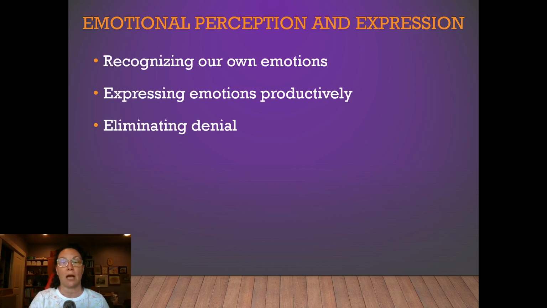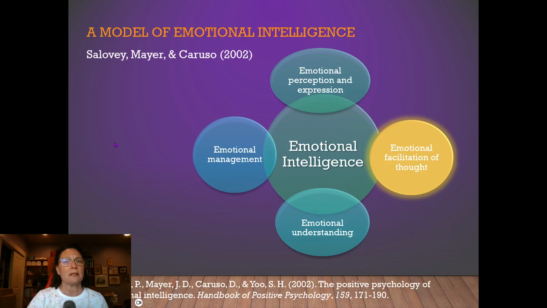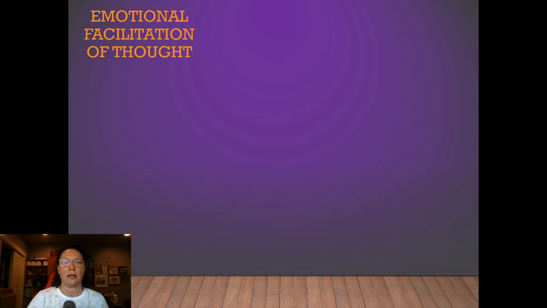If we don't deny the emotion, then we take away its power to sort of hijack us, to put us in a position that we don't want to be. So that's a little tip about how to manage and regulate emotions. Maybe acknowledge the emotions that you're having. That's a tough one. A lot of us don't like to acknowledge all the emotions we're having. How about emotional facilitation of thought? The next phase of Salovey et al.'s model.